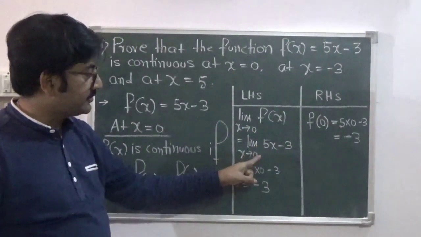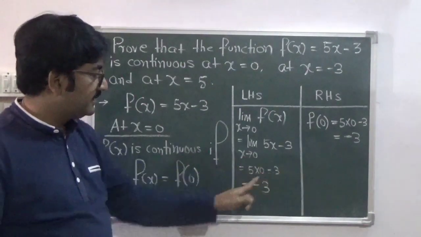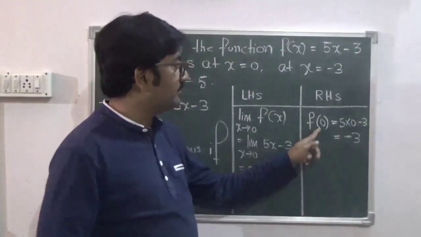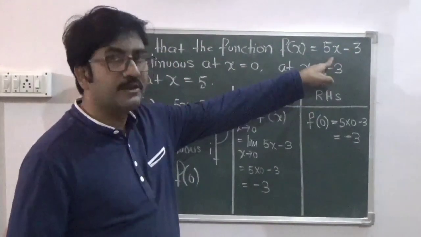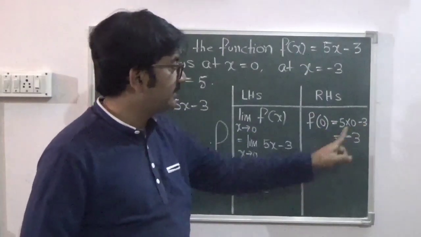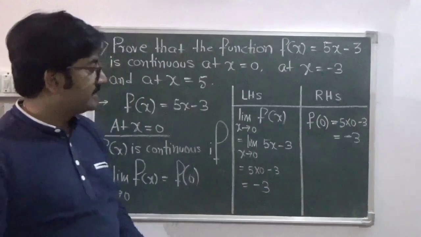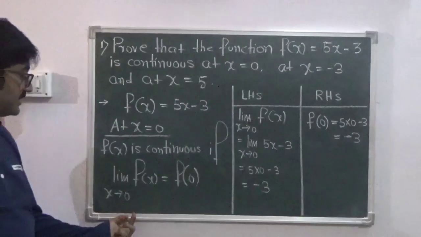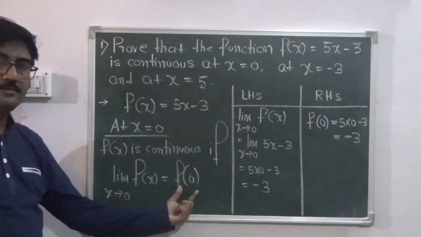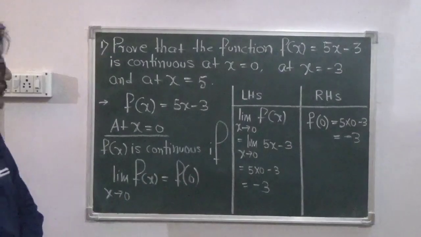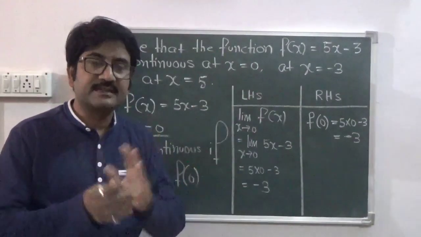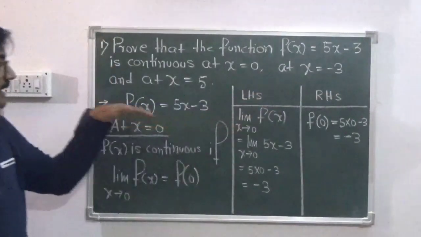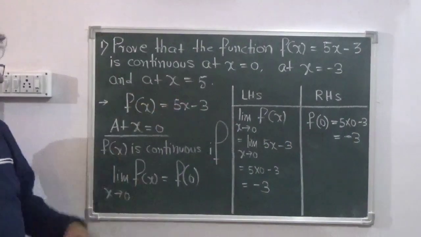So putting x = 0 here, we get 5 into 0 minus 3, that equals minus 3. Now on the right hand side we have f(0). So putting 0 in this function 5x - 3, 5 into 0 minus 3 we get minus 3. So here we see that the value on the left hand side equals the value on the right hand side. That means limit x tends to 0 f(x) equals f(0), which means that the function is continuous at the point x = 0. In the similar way, we can prove that the function is continuous at x = -3 and at x = 5. Okay, I hope it is clear.